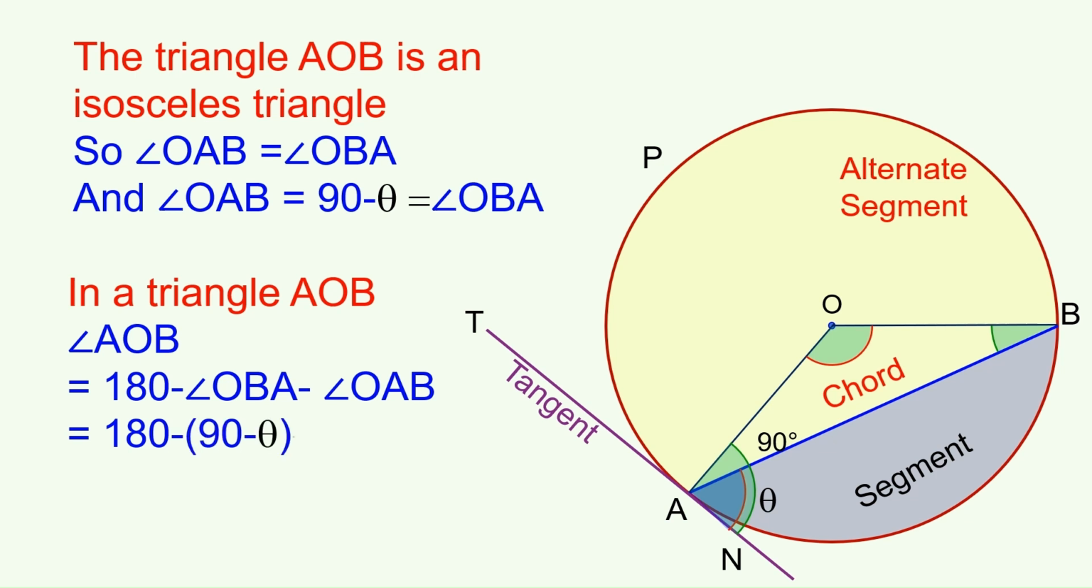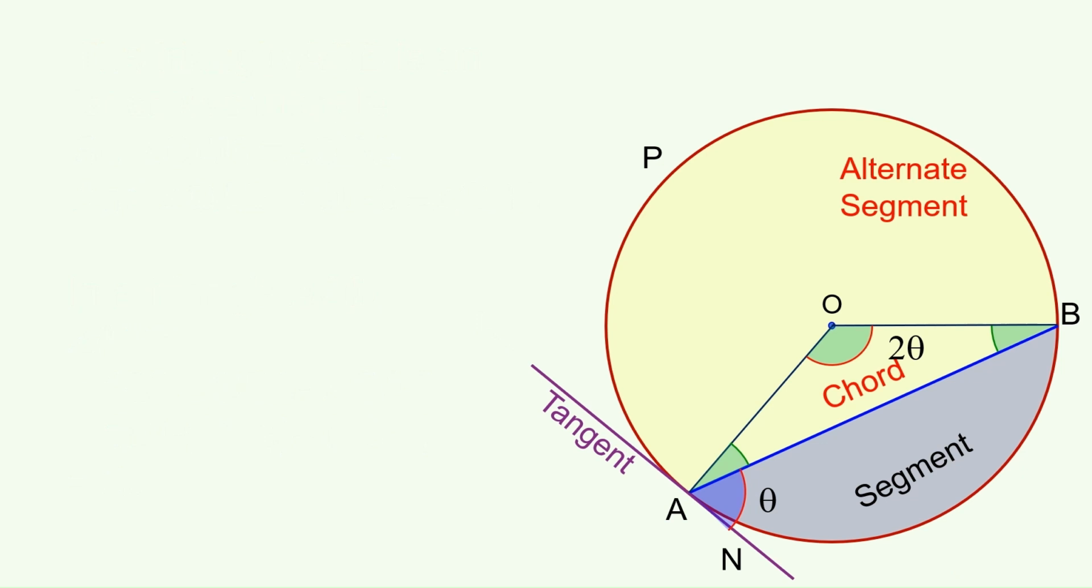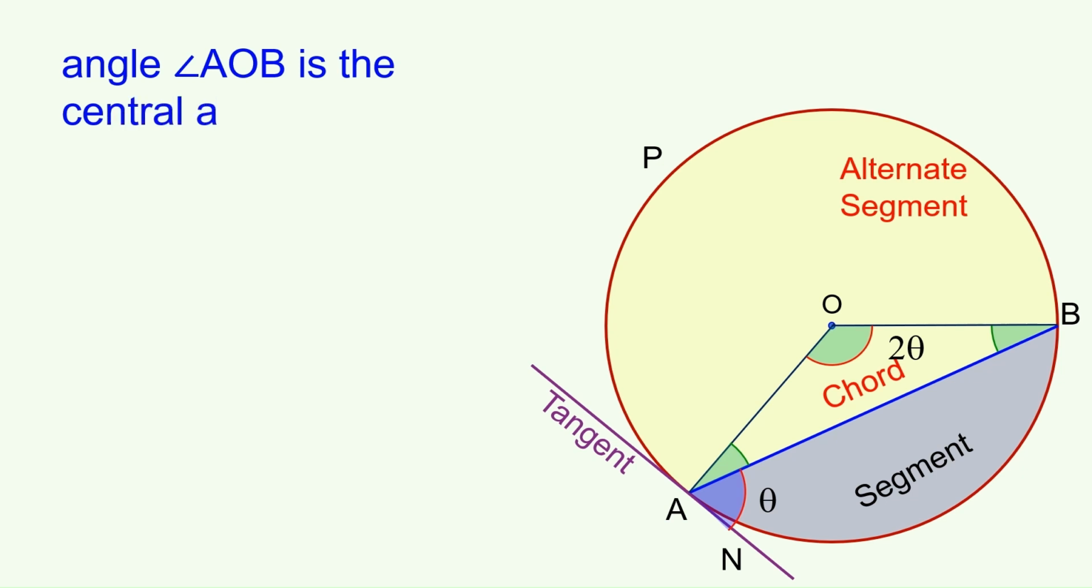Now again focus in triangle AOB, and note the angle AOB equals 180 degrees minus the angle OBA minus the angle OAB, equals 180 minus (90 minus theta) minus (90 minus theta), equals 2 times theta. Angle AOB is the central angle and equals 2 times theta.